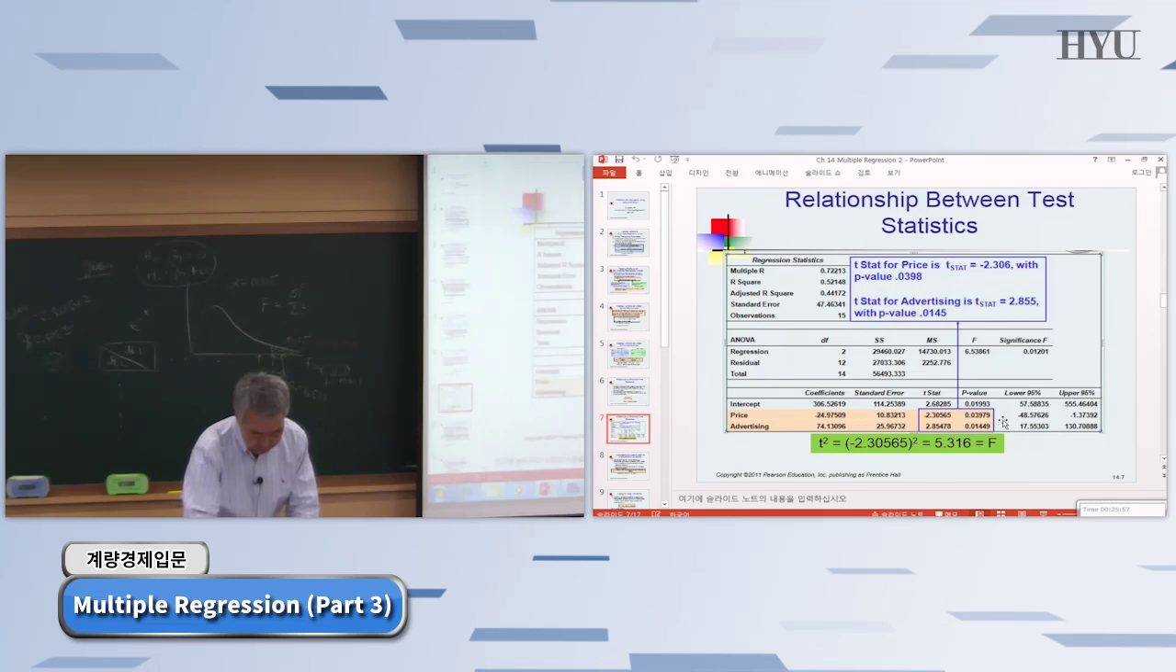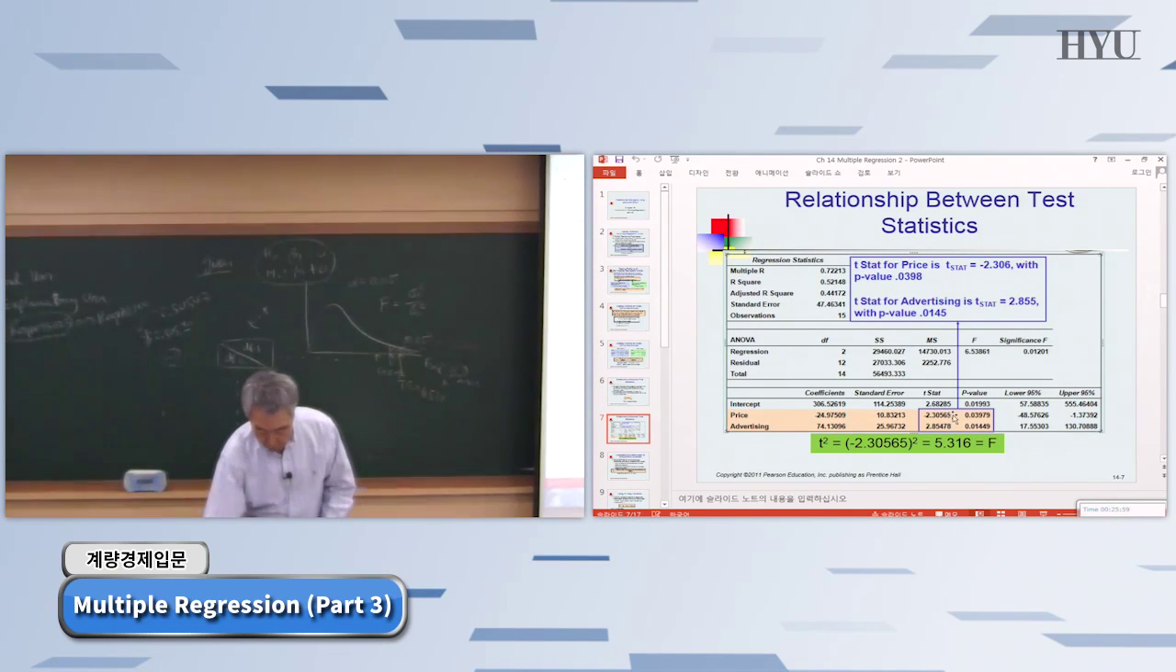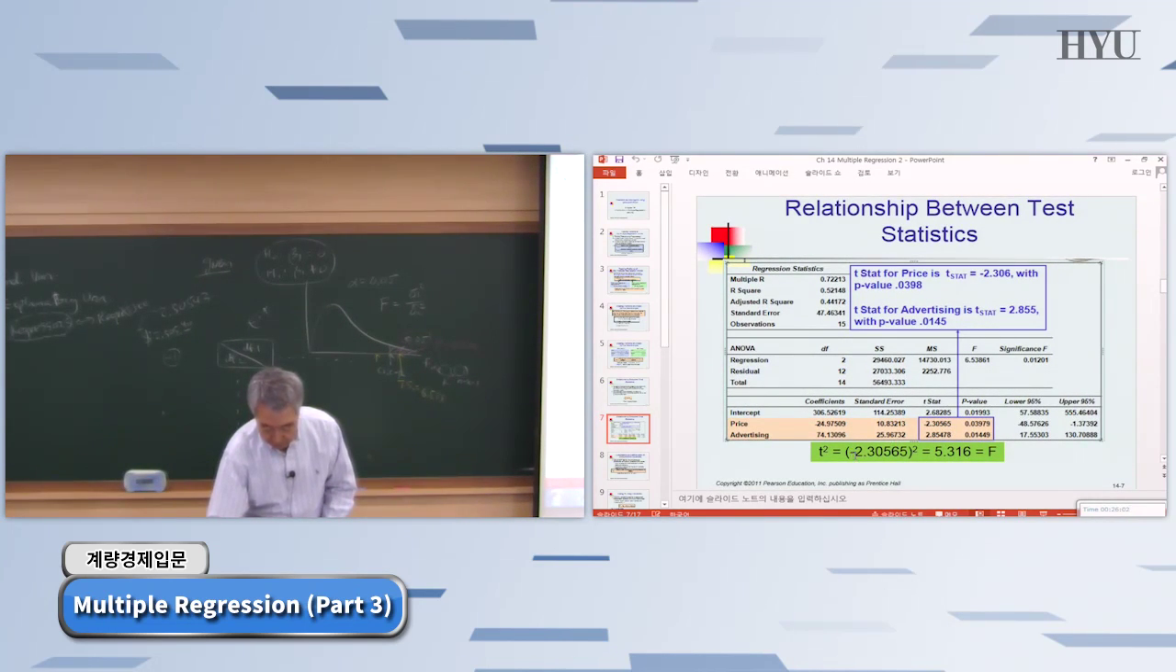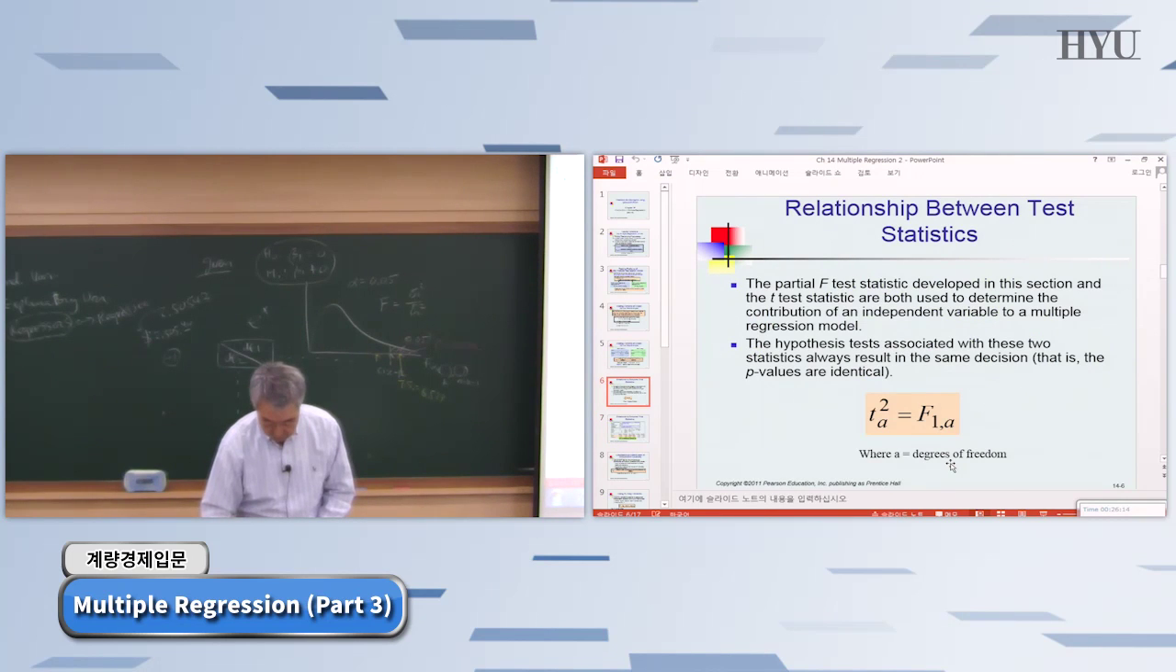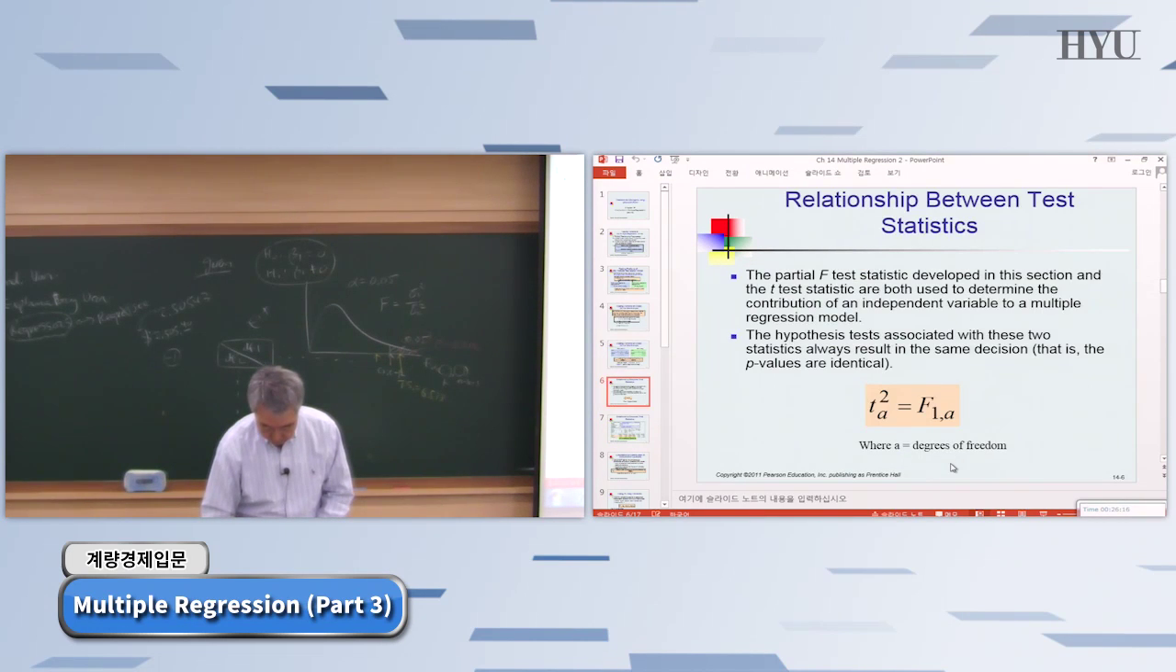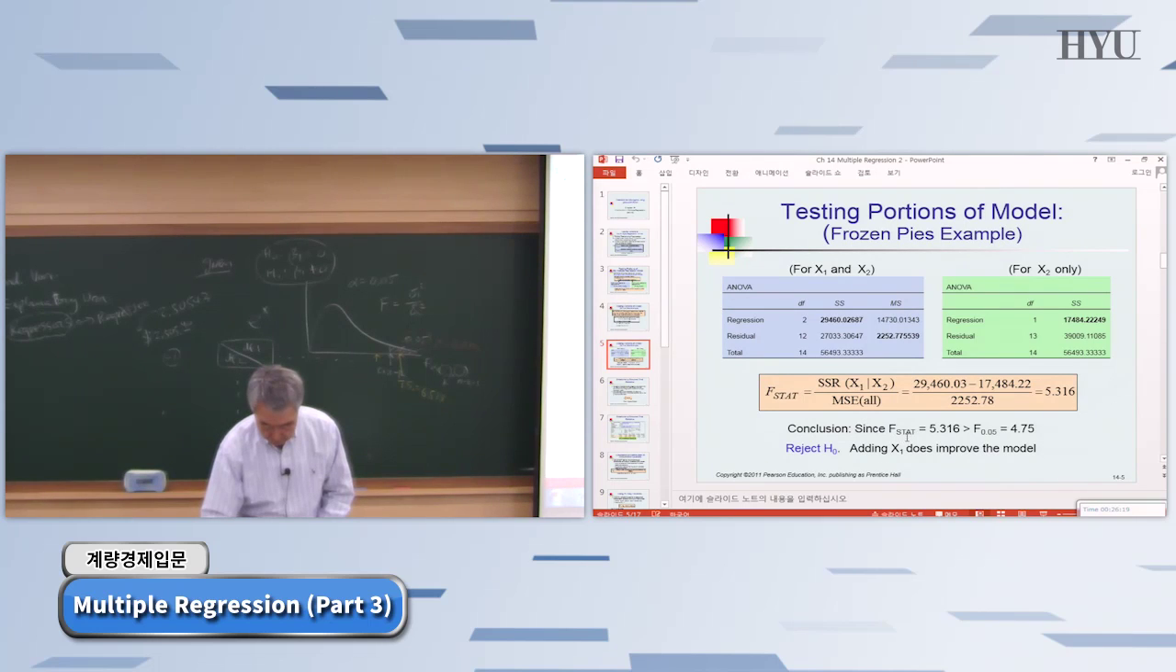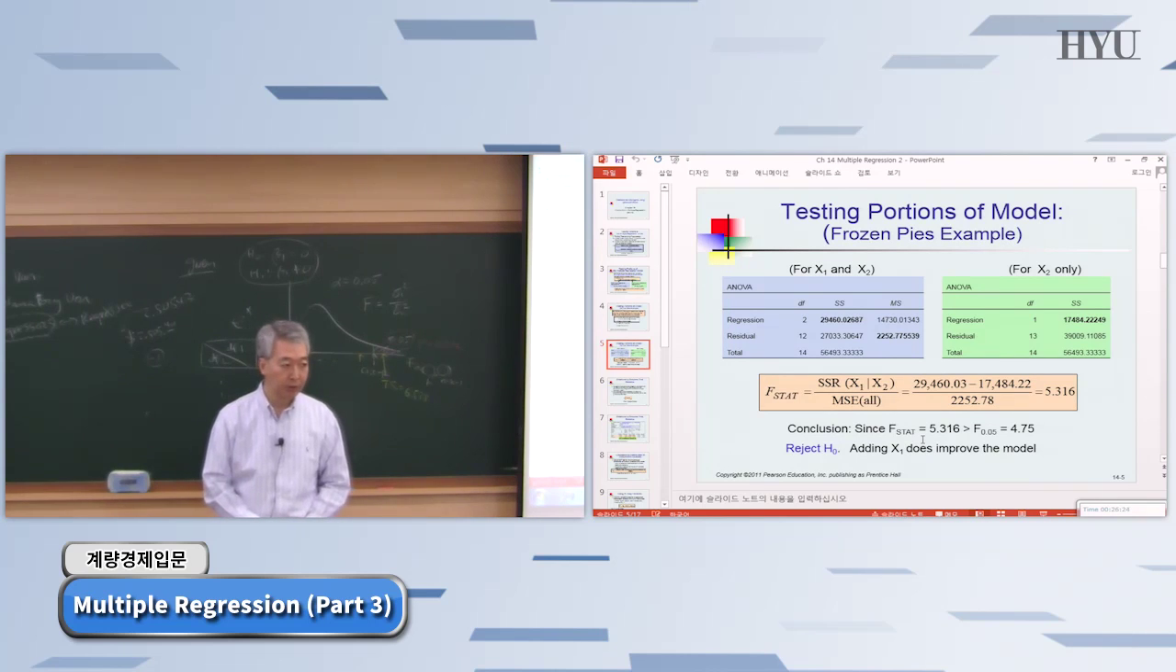There's the t statistic of negative 2.3056 here, and if you square it, you get 5.316. Okay? And that 5.316 was here. 5.316, right? That's the F statistic you will get if you test the significance of that one particular variable, price, using the portions test.